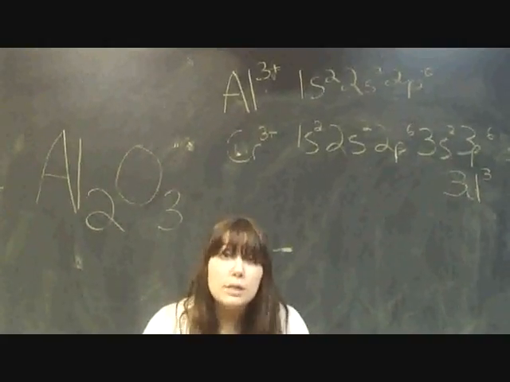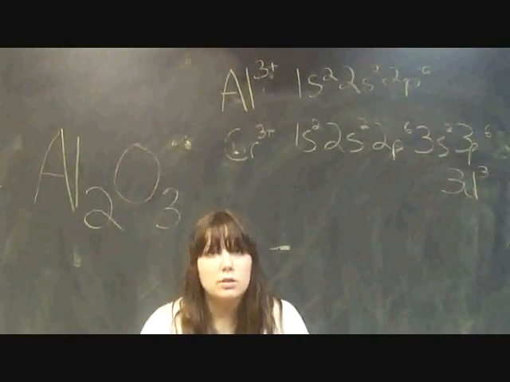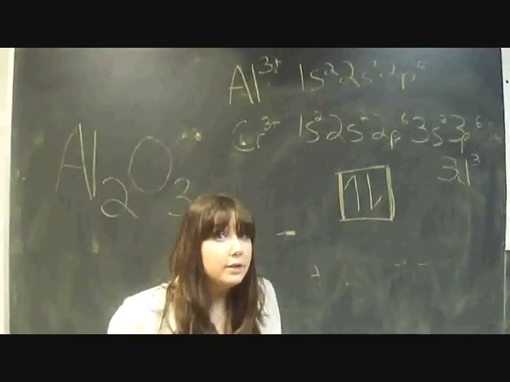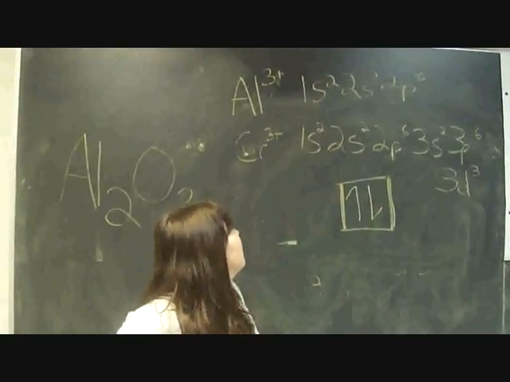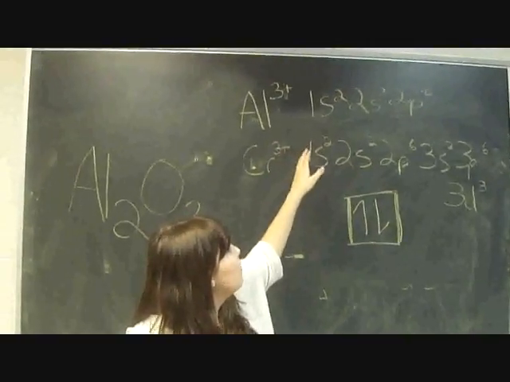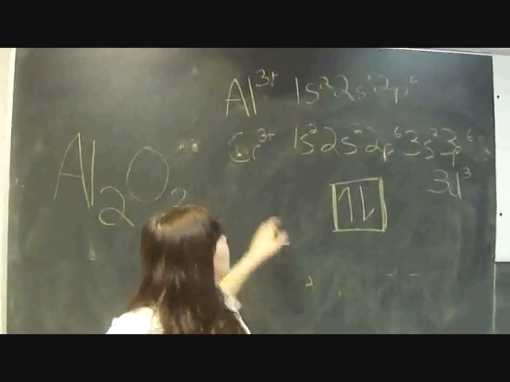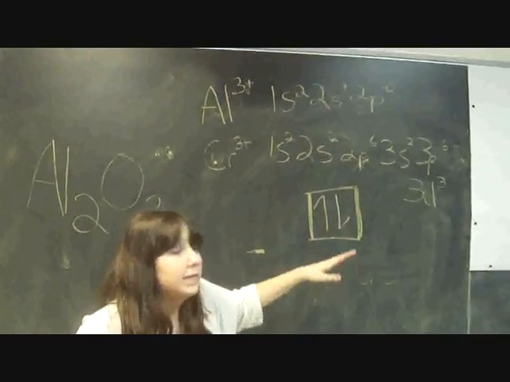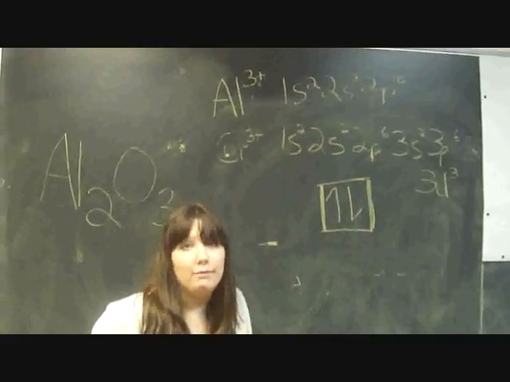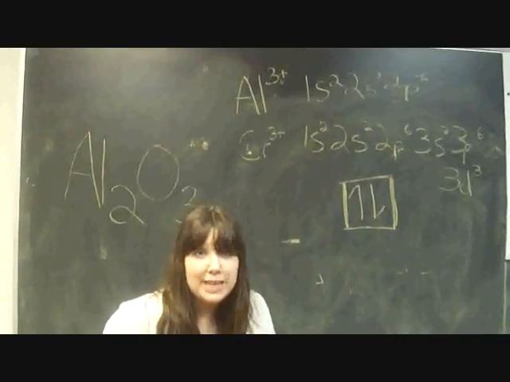Aluminum and chromium do differ, though, in the number and arrangement of their electrons. The electron configurations for each of these ions can be seen written up here. Aluminum has 1s, 2s, and 2p orbitals, each of which is completely full. Chromium has 1s, 2s, 2p, 3s, 3p, and 3d. The 3d orbital, however, is not full. It only contains 3 electrons, while it can hold a maximum of 10.